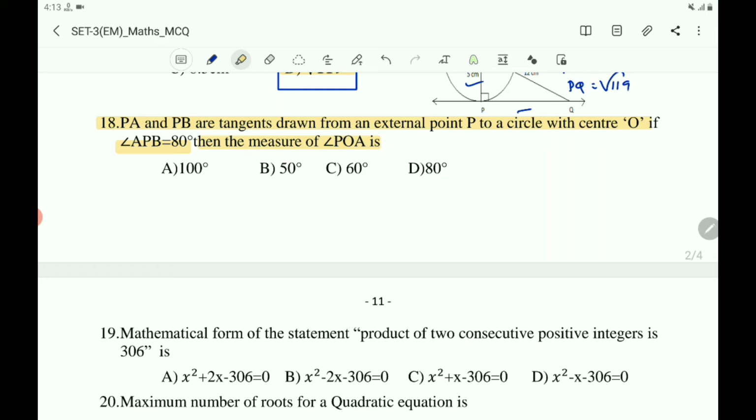But here, if you are having doubt, let us observe here. This is external point P. These two are the tangents. Then this is the center. These two are the radii, PA, PB. It is a rough sketch. And what is given here? Angle APB is given. This is how much? 80 degree. And this whole angle is how much? 180 minus 80 degree, 100. 100 divided by 2. This is 50. So angle POA equals 50 degree. Option B is the answer.